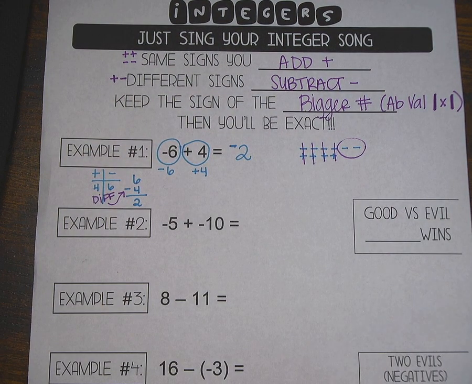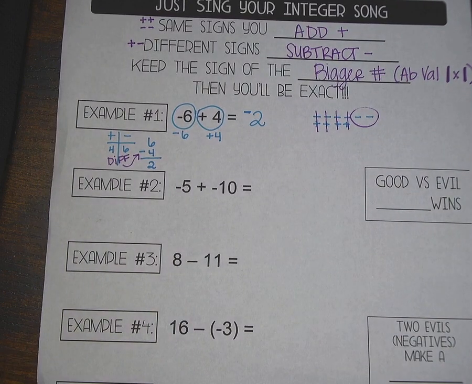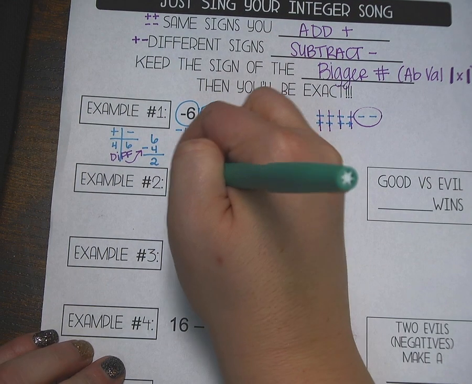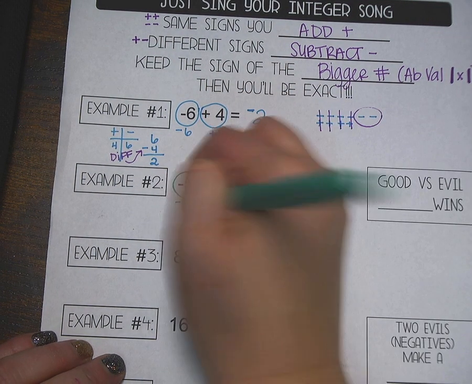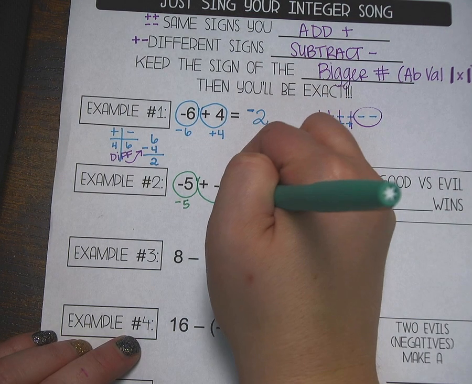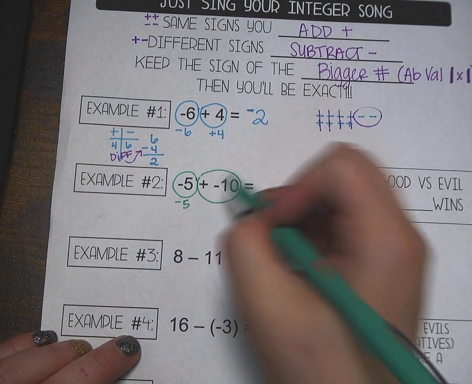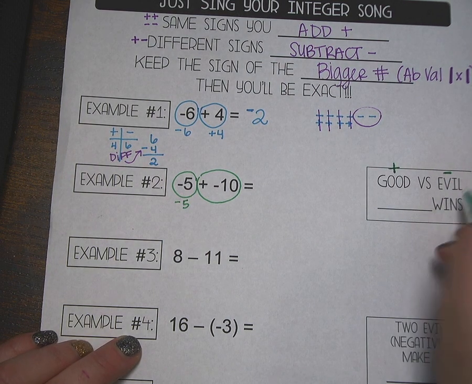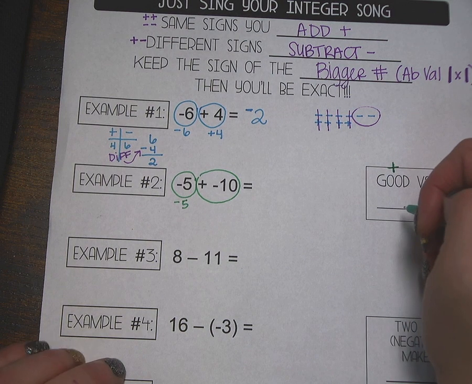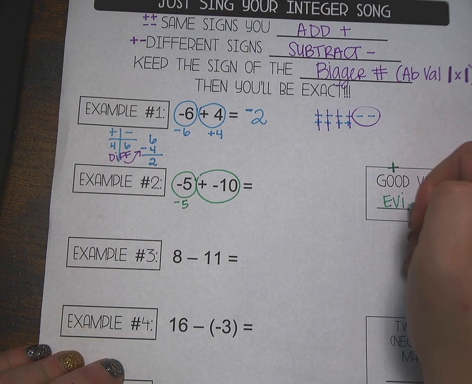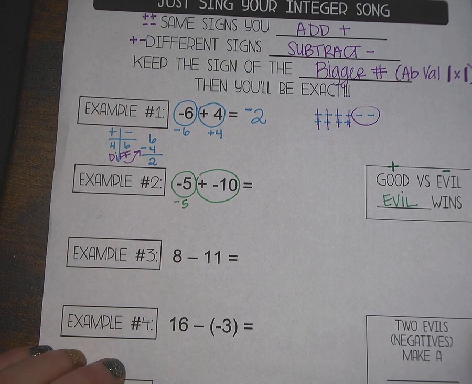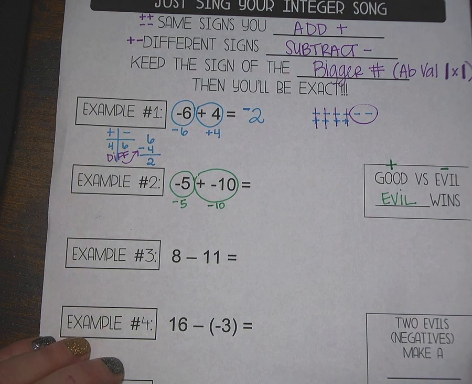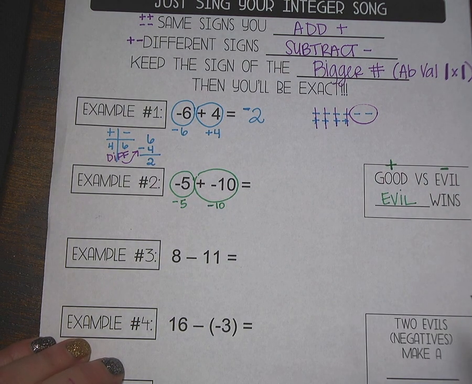All right, let's try the next one. Example number 2 says -5 plus -10. So remember, we're going to circle and separate. My first number is just -5, but my second number has both signs. So when we have good, which is positive, versus evil, which is negative, who wins? Well, in math, evil wins. Ha ha ha. Okay, that's my evil laugh. You're welcome. We might evil laugh in class. So evil wins. Make sure that you keep the negative on that 10. And now we are ready to create our table.